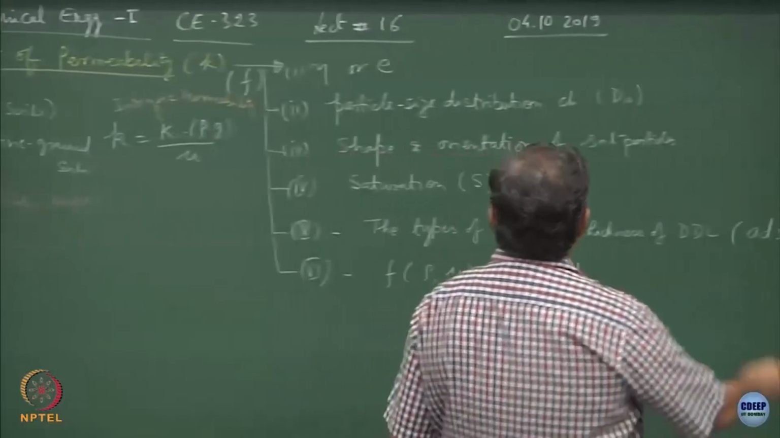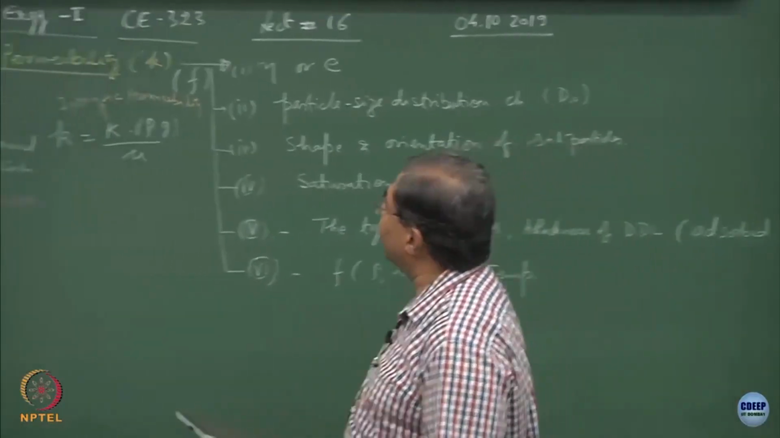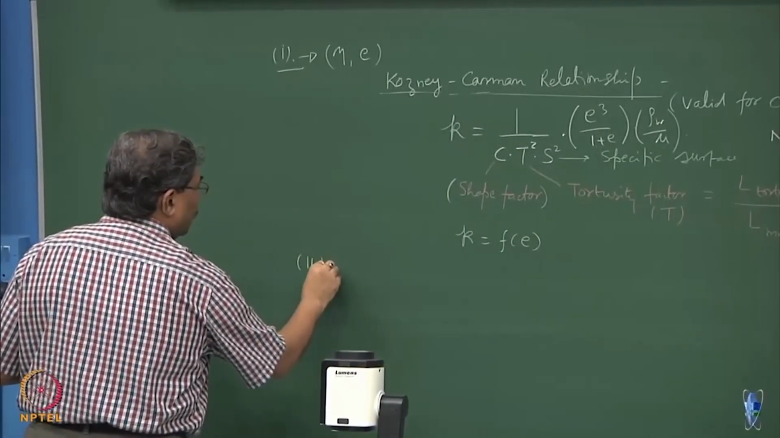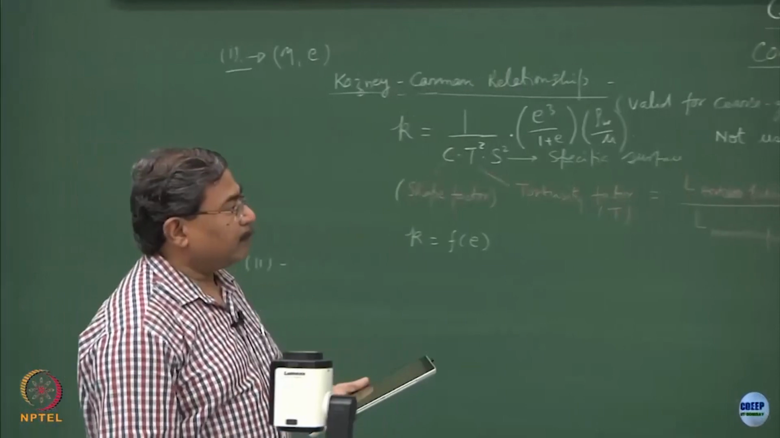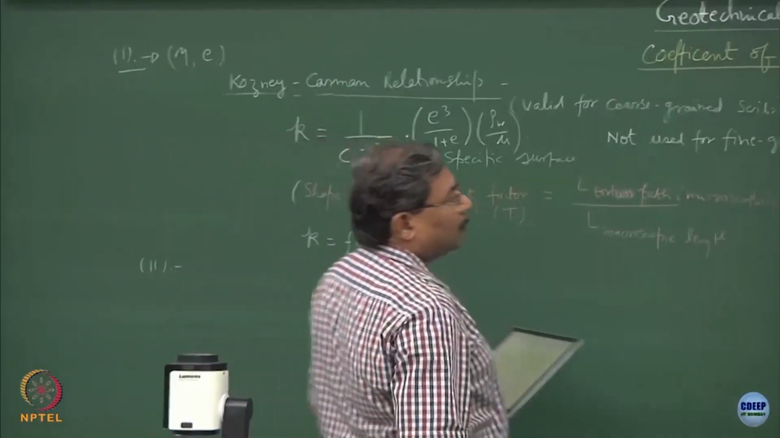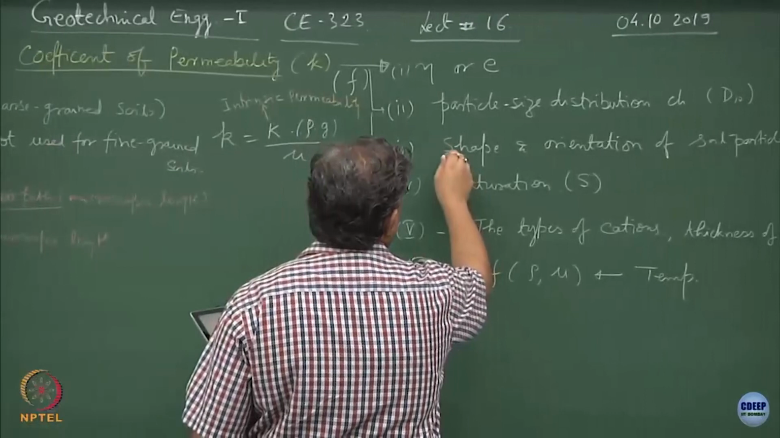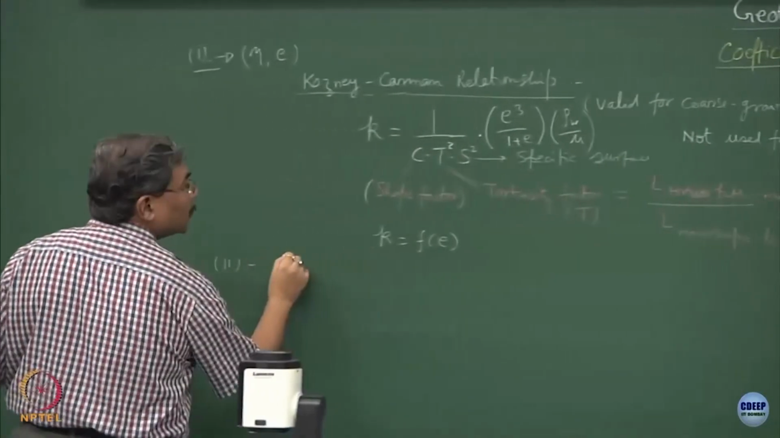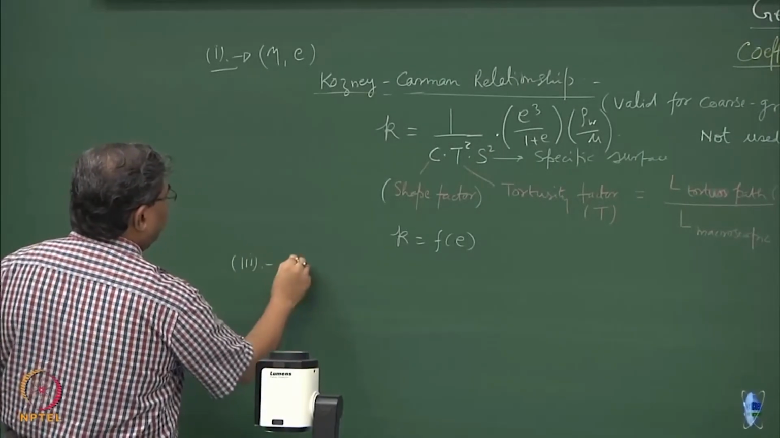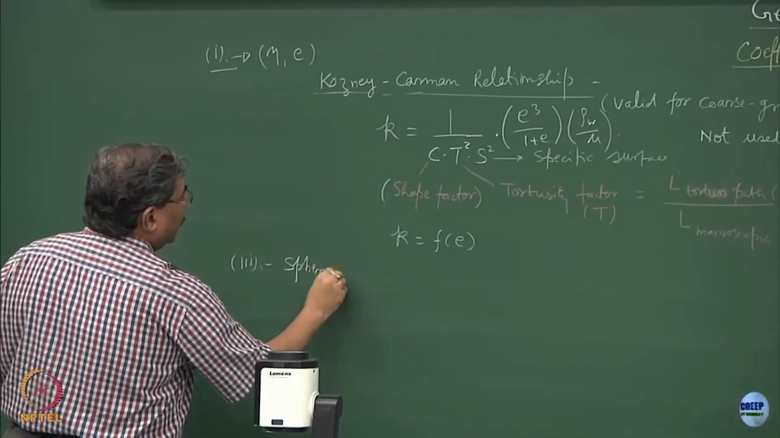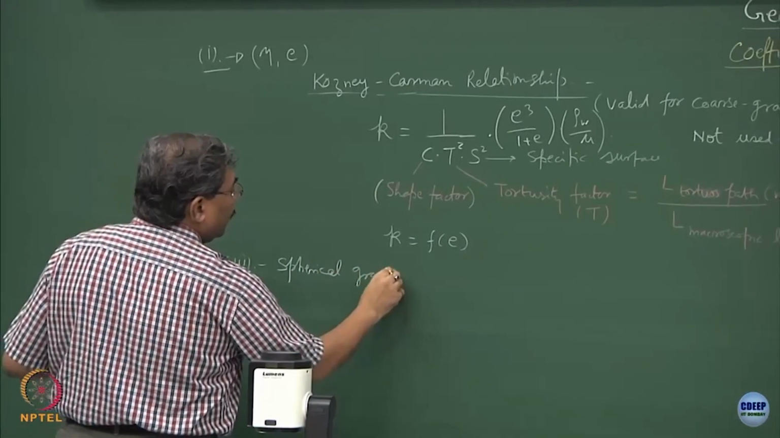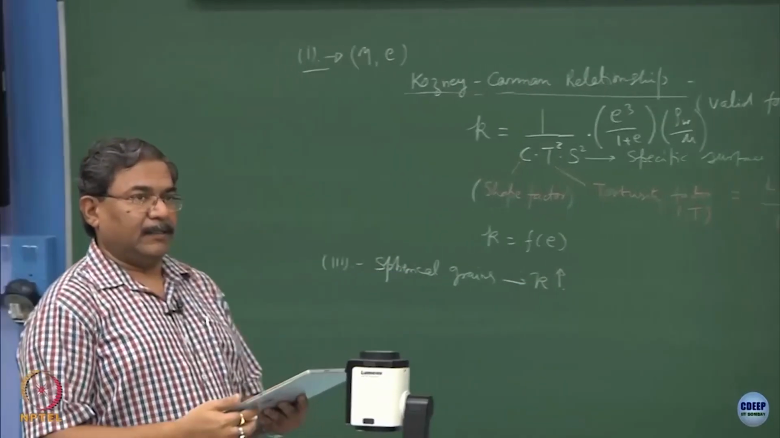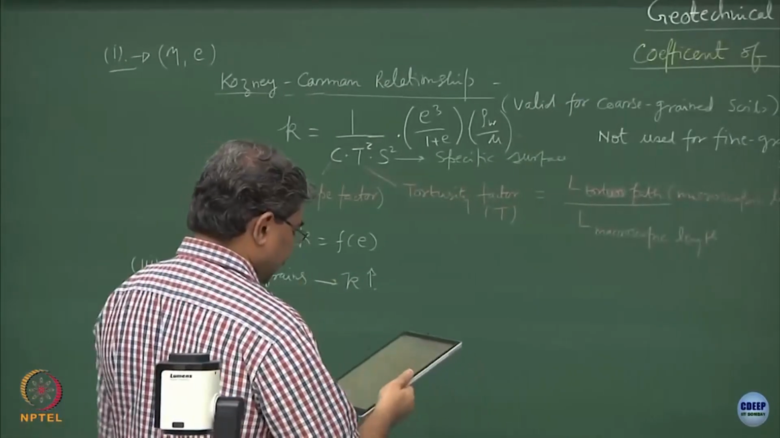Shape and orientation of the soil particles. You remember we have talked about the shape already. So, granular materials which are spherical in nature. So, this is number 3, spherical grains show very high hydraulic conductivity for the same density, remember, as compared to the fine grained materials.